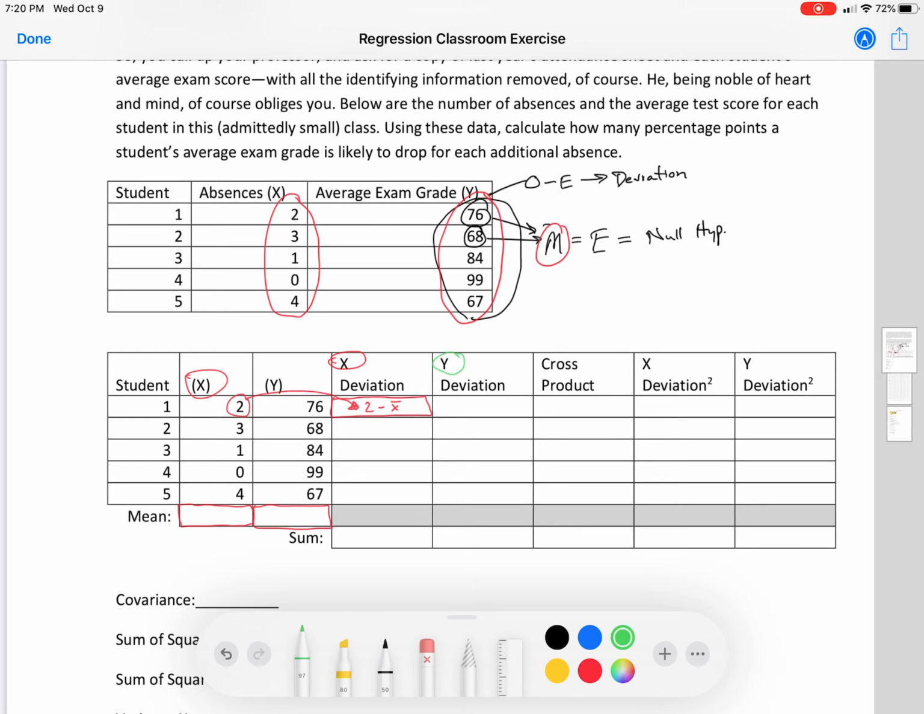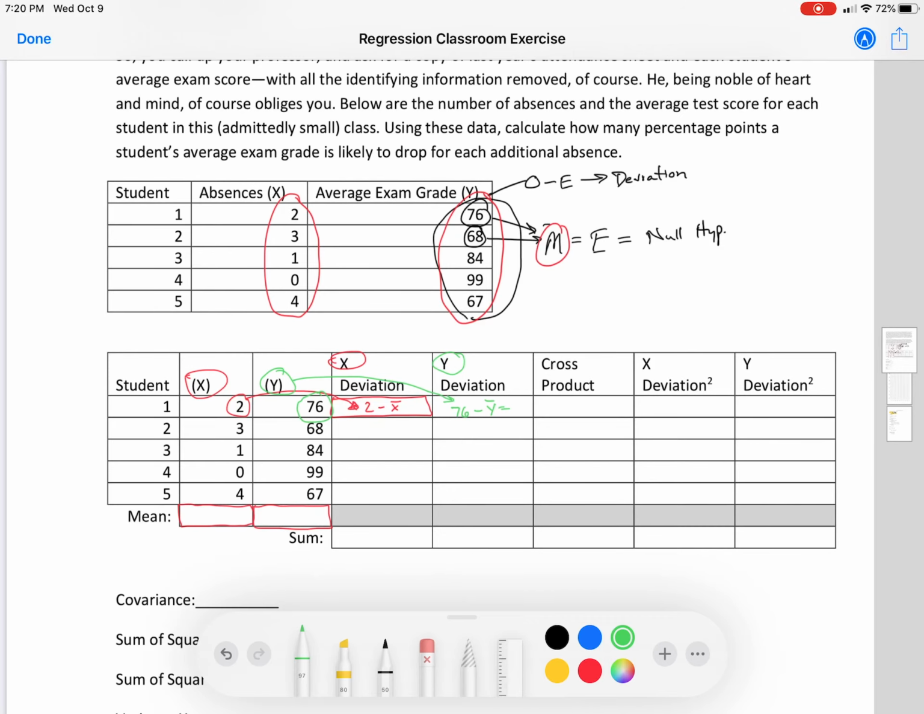Right here for my y deviation, I'm going to take a look over at the y column, and I want to know how much this y right here, 76, that exam score, differs from the average exam score. So my deviation is going to be equal to each one of these observations minus the average.